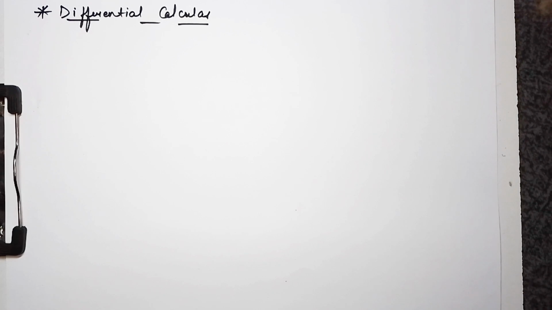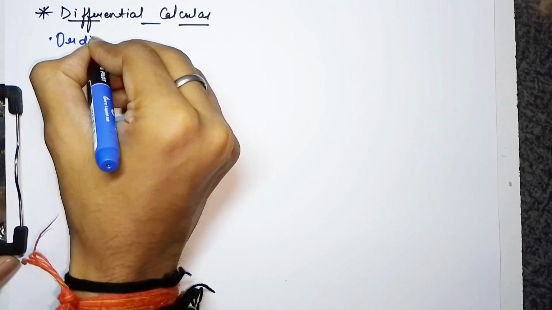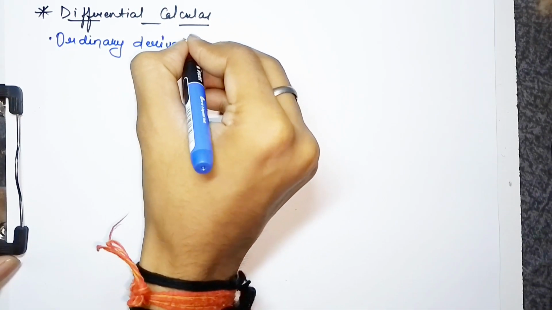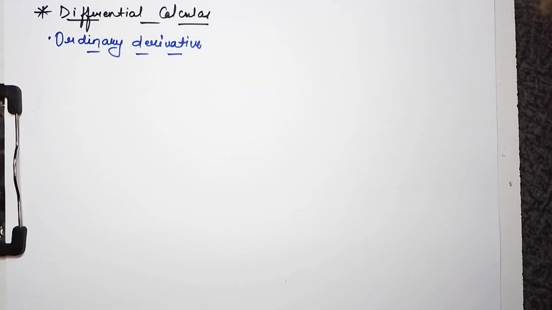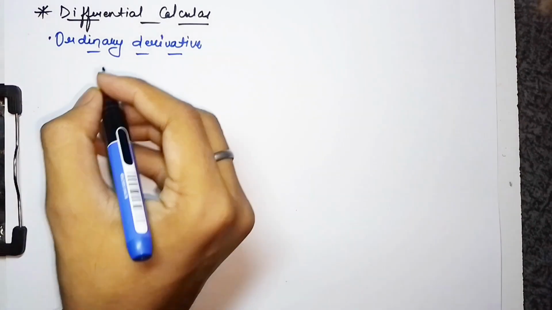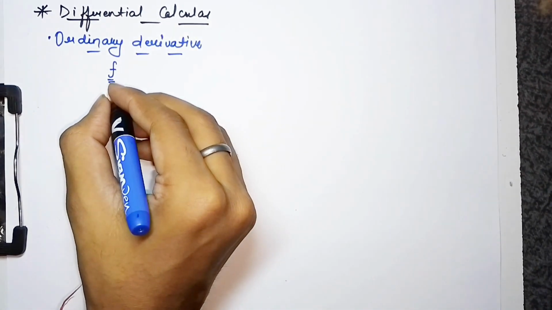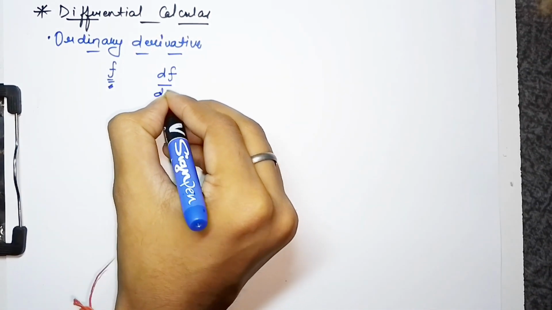The very first topic that we are going to understand in differential calculus is ordinary derivative. I hope that all of you have studied calculus beforehand, because electrodynamics is generally taught after calculus, but still I would be telling you a bit of facts about ordinary derivatives. To write an ordinary derivative, suppose there is a function f(x), and I have to find the derivative of f with respect to x. So we write df upon dx.